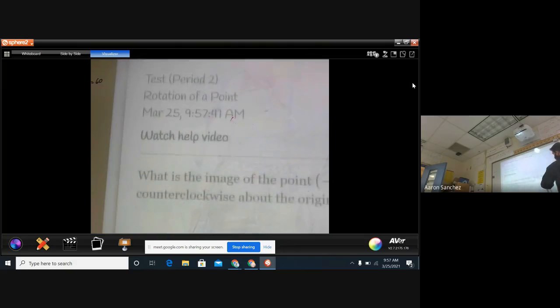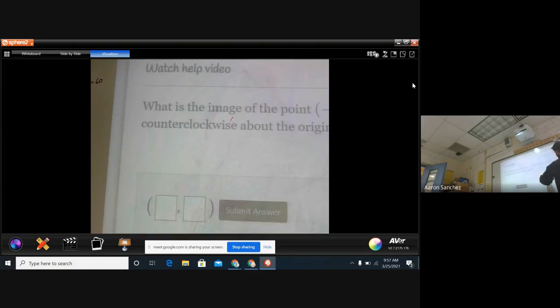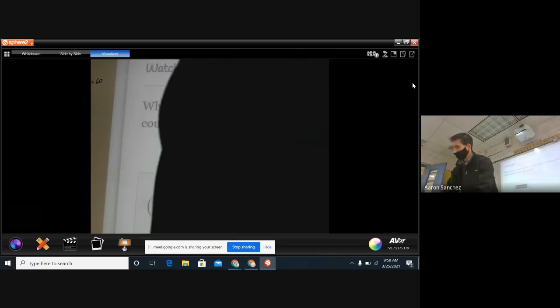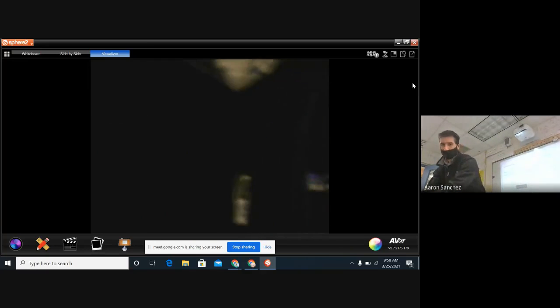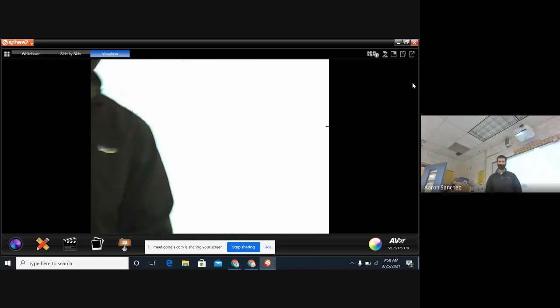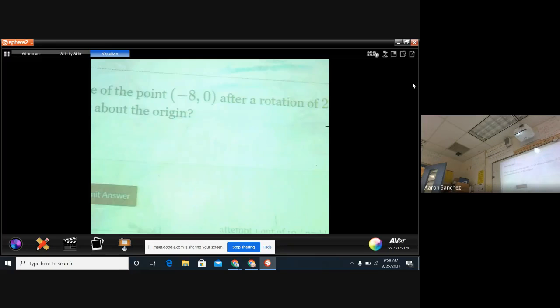Okay. What is the image of the point -8, 0 after the rotation of 270 degrees? Okay, we need -8, 0. Okay, -8, 0 after rotation of counterclockwise. Counterclockwise is in this direction, 270 degrees. Okay, so let's do this on a graph. Let me get my graph up, everyone.